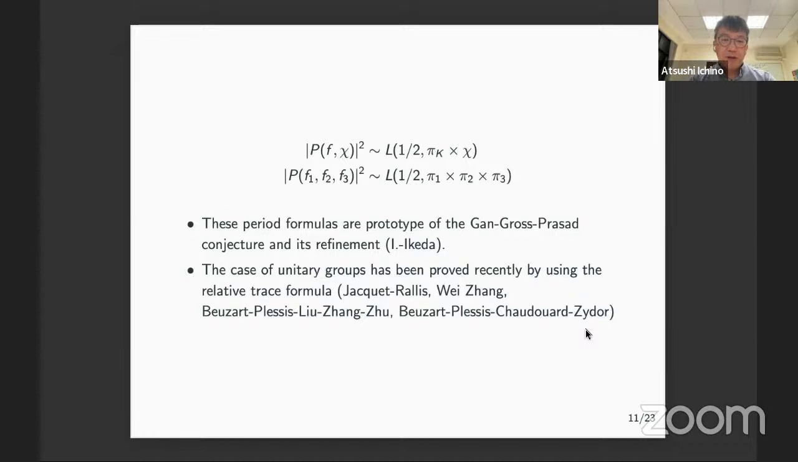So, there is an analog of the Gan-Gross-Prasad conjecture in the case of unitary groups. Originally it is for the special orthogonal group, but there is a unitary group version. And this version has been proved recently by using different methods from theta lifting. Namely, it has been proved by the twisted trace formula and by the culmination of the works of various people.